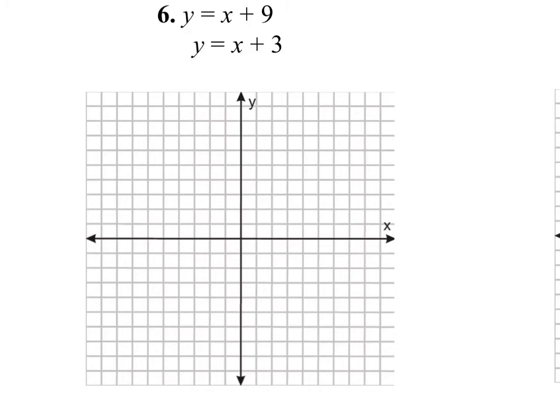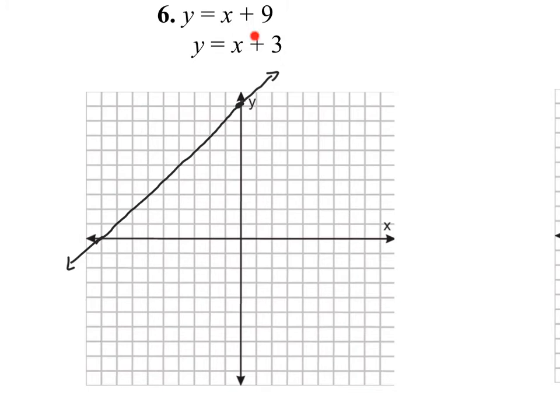And so what I know is that this line has a slope of 1 and y-intercept of 9. So I'm going to go to my y-intercept 1, 2, 3, 4, 5, 6, 7, 8, 9. Plot a point there. Okay, and I have a slope of 1. So I'm just going to draw a line here with a slope of 1, and go up like that. So I have that line.